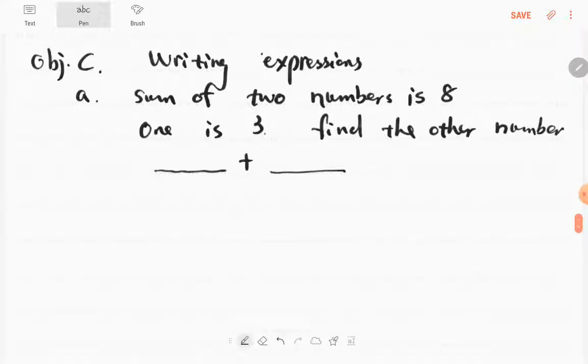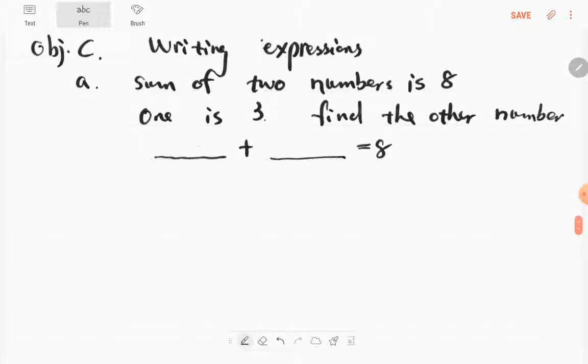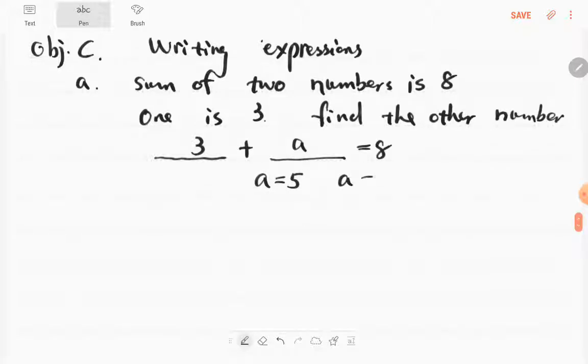Sum of two numbers. We translate the sum into addition, is equal to 8. Then one is 3, right? So we want to see what's the second number. So if we treat this one like a, we know a should be equal to 5. Or we can use a is 8 minus 3. So it's also 5.